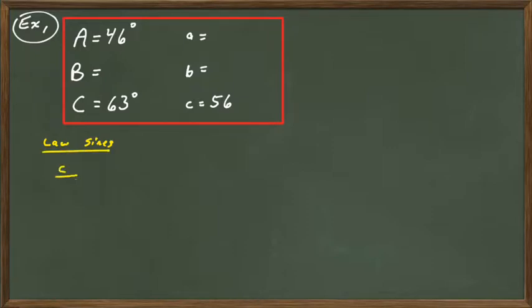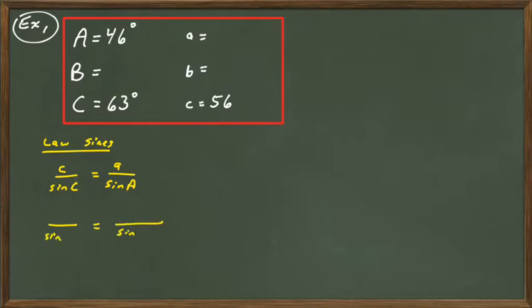So, law of sines. Why am I going to use C over sine C? Because I'm given both of them. That's why. And now do you want to do B over sine B? No, because I don't know either of the B's. But I might use A over sine of A, right? So let's go ahead and fill some stuff in.